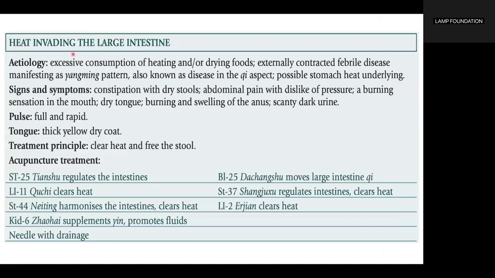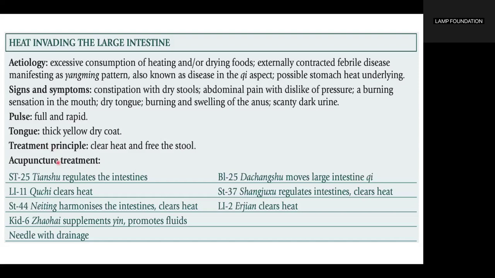So heat invading the large intestine, etiology would be excessive consumption of heating and or drying foods, externally contracted febrile disease manifesting as Yang-Ming pattern, also known as disease in the qi aspect, possible stomach heat underlying. Signs and symptoms: constipation with dry stools, abdominal pain with dislike of pressure, a burning sensation in the mouth, dry tongue, burning and swelling of the anus, scanty dark urine. Pulse is full and rapid, tongue, thick yellow dry coat. Treatment principle: clear heat and free the stool.